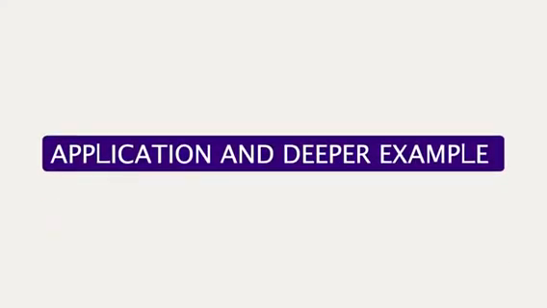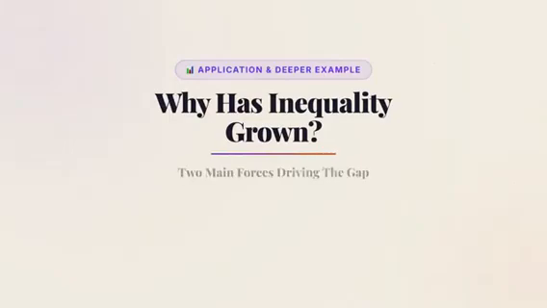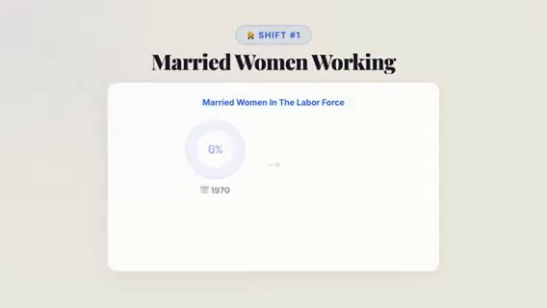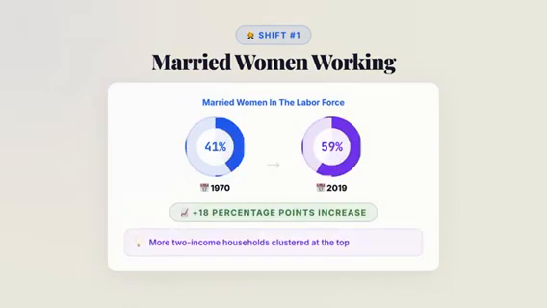Application and deeper example. So why has inequality grown? Economists point to 2 main forces. The first is the changing American household. In 1970, 41% of married women were in the labor force. By 2019, it was nearly 59%.